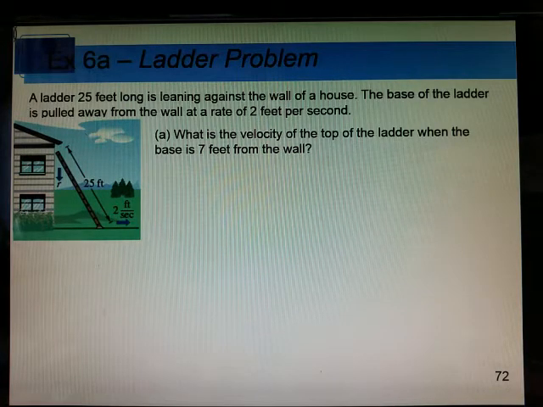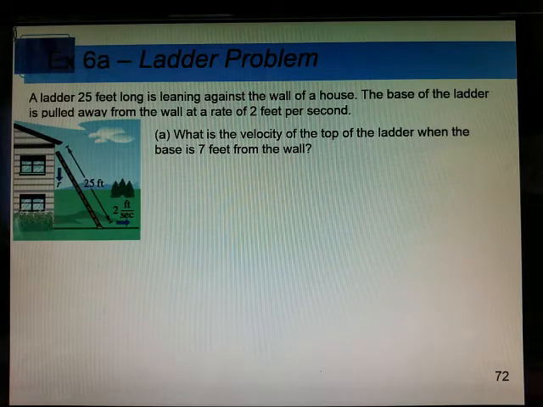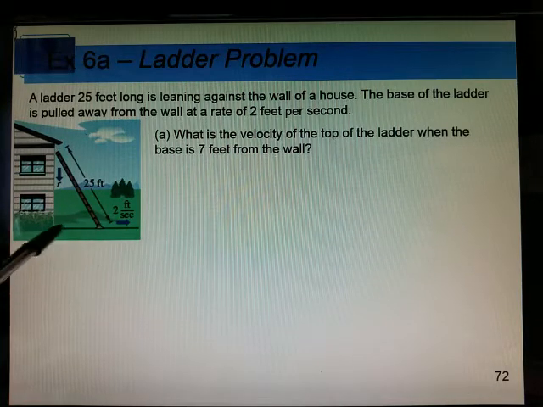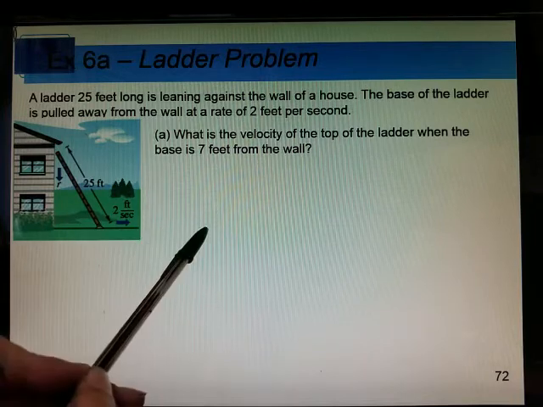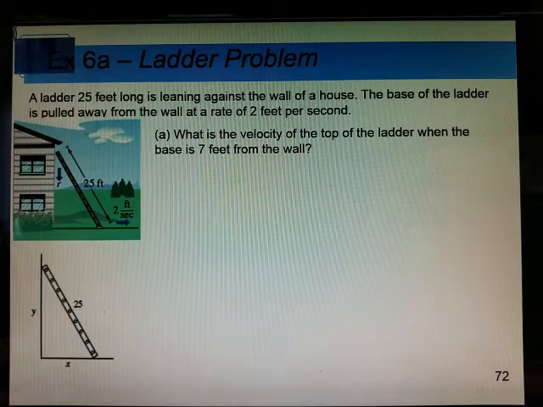It says, what is the velocity at the top of the ladder when the base is 7 foot from the wall? So we've got to understand this, but this ladder's like that. This is always 25. This height right here is decreasing. This distance right here is increasing. It's being pulled out that direction. So here's our picture for our x, y, and our 25.